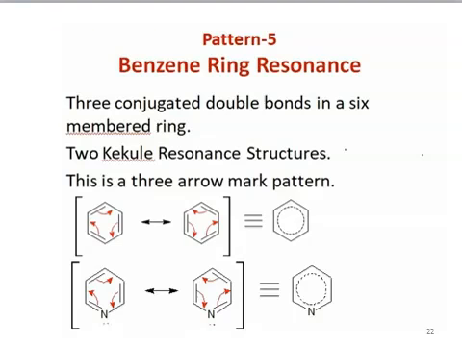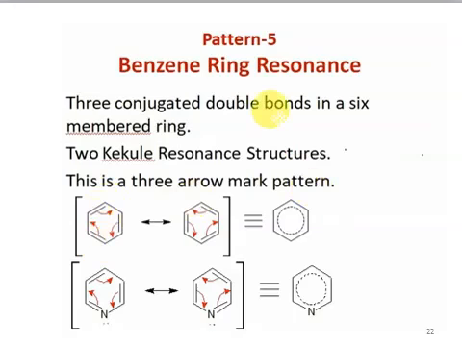Now we come to the 5th pattern. The 5th pattern is the benzene ring resonance. It's typical, you might have experienced it a lot. So actually there are 3 conjugated double bonds in a 6-membered ring. This is 2 Kekulé resonance structures we are showing here, and we make use of 3 arrow marks.